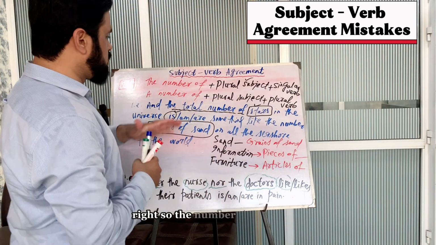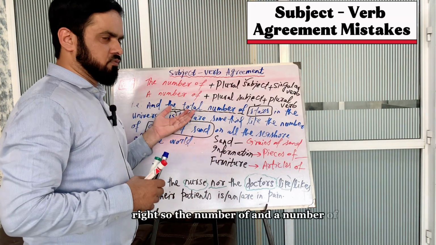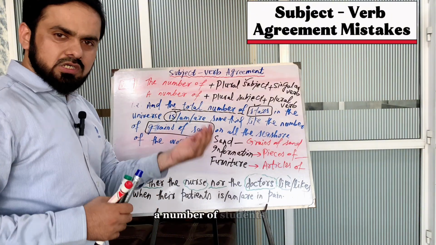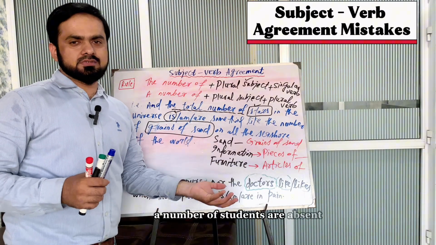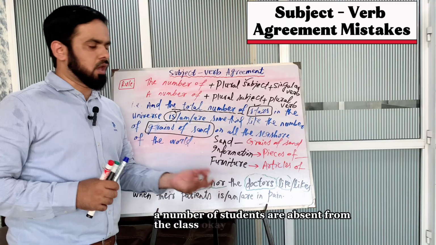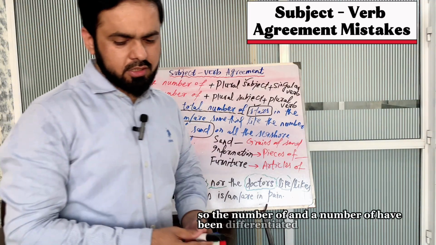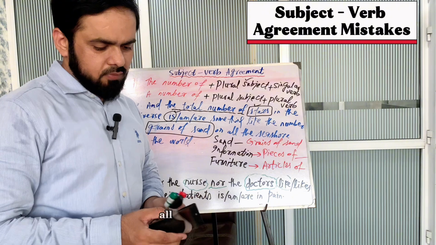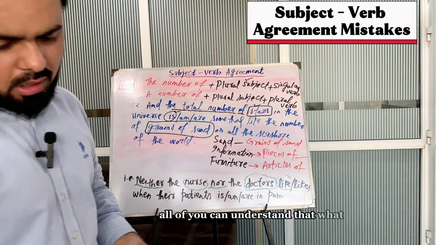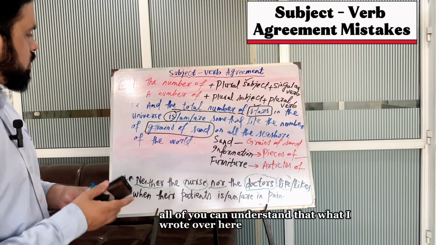So the number of and a number of, right? A number of students are absent from the class. Okay, so the number of and a number of have been differentiated. I hope that all of you can understand what I wrote over here right in front of you.